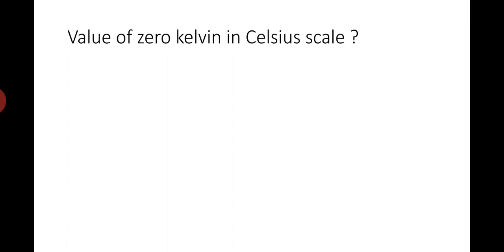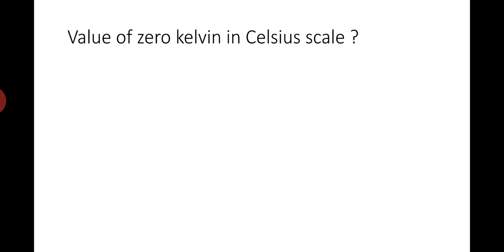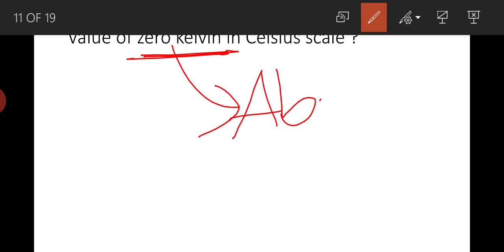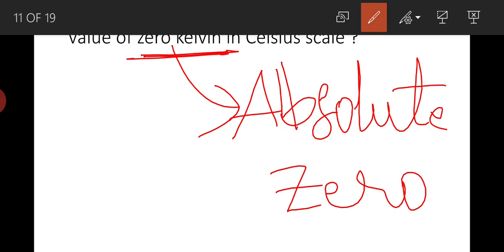What is the value of 0 Kelvin in Celsius scale? 0 Kelvin is also called absolute zero. It means below this temperature there cannot be any other temperature. It is absolutely zero.